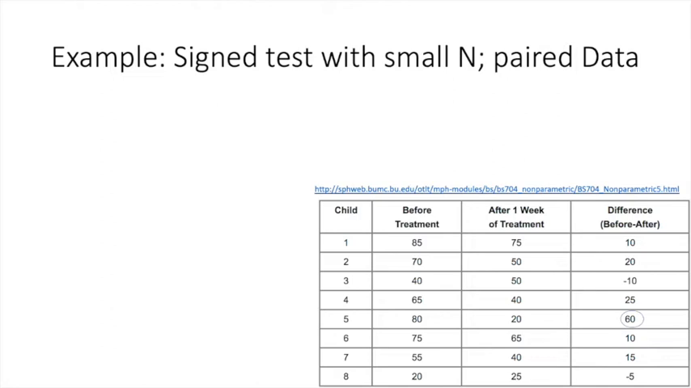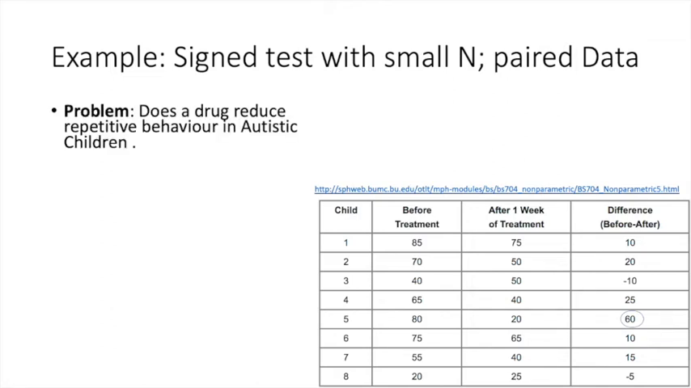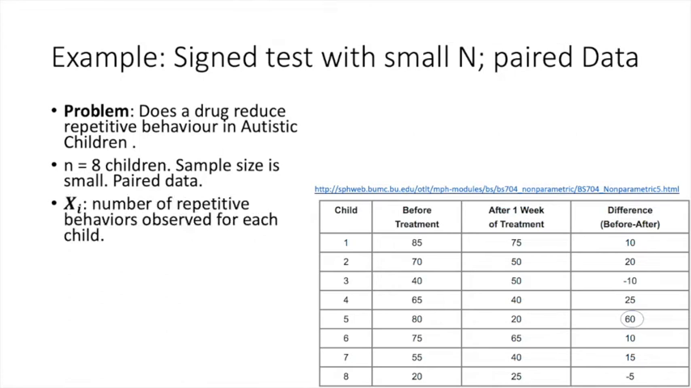So here's an example. We must check if a drug reduces the repetitive behaviors in autistic children. Hence, the instances of repetitive behaviors before the drug use must be more than the instances after the drug use. Here the sample size is small, that is only 8 children. It is also paired data because we count the instances of repetitive behaviors before and after administering the drug to these children. So random variable xi's represent this count for each child.